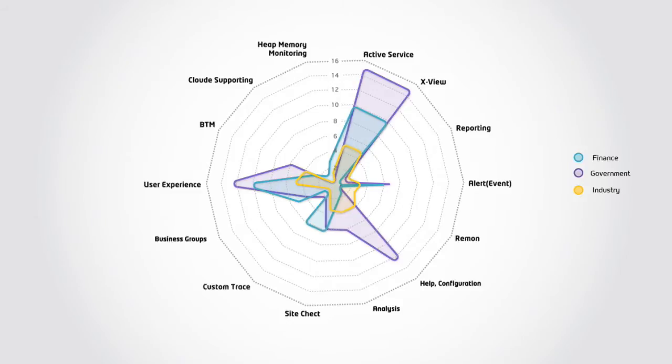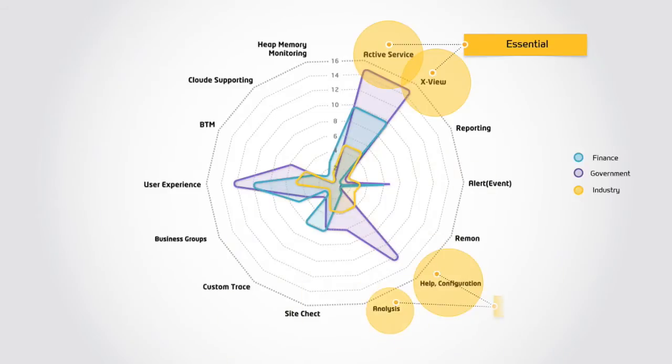As you can see from this distribution, these two features, the active services and the X-View, are essential and common among all the sectors. Configuration and analysis, these kinds of features in Jennifer, we can usually think of as needed, but the use of this feature is not so convenient. We can say it's inconvenient for the customers. And the last one, the end user experience, is a highly needed function.